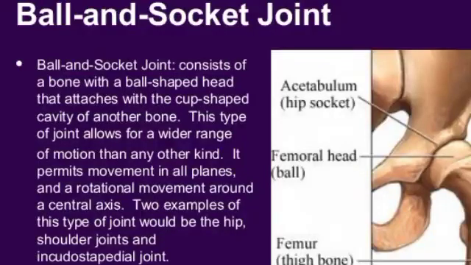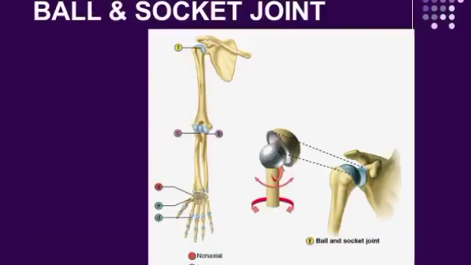The last type is ball and socket joints. Joints having angular movement as well as pivot movements are called ball and socket joints. A ball and socket joint consists of a bone with a ball-shaped head that attaches to a cup-shaped cavity of another bone. This type of joint allows for a wider range of motion than any other kind. It permits movement in all planes and rotational movement around the central axis. Two examples of this type of joint would be the hip and shoulder joints, and the incudostapedial joint.